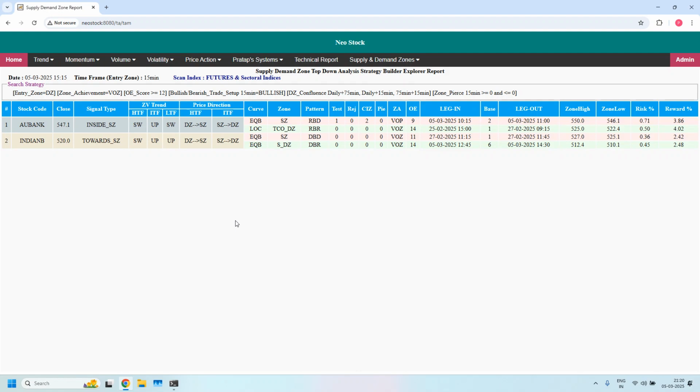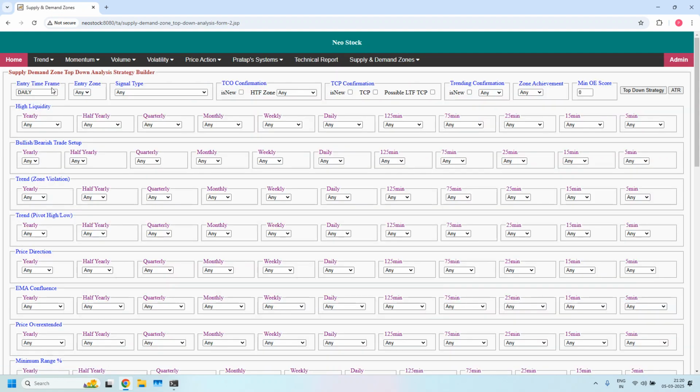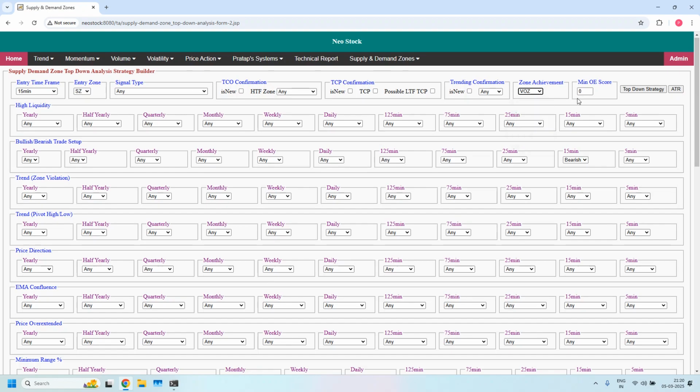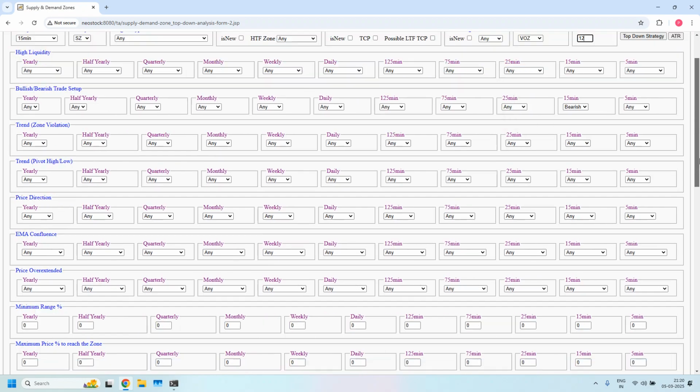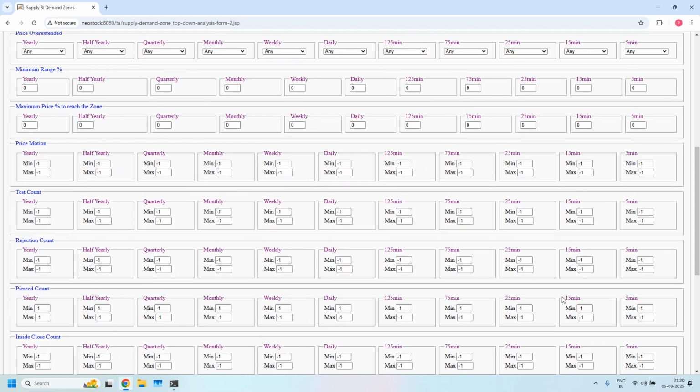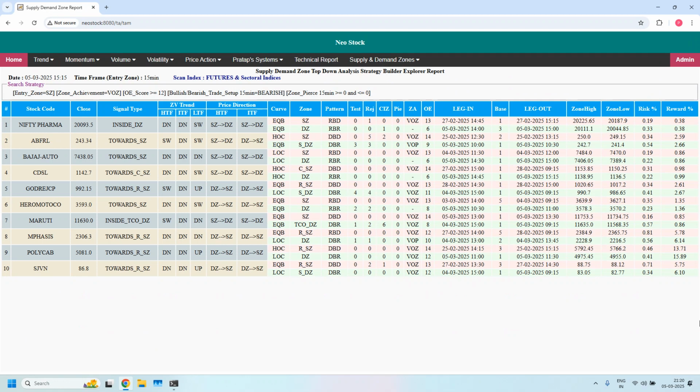Okay, next we will look into bearish trade setup, daily income trade. Entry time frame 15 minutes, entry zone, supply zone, bullish or bearish. At 15 minutes bearish, and zone achievement VOZ, minimum order enhancer score 12, and 15 minutes supply zone should not be pierced. At 15 minutes minimum value 0, maximum value 0. With these filters we got 10 stocks. These 10 are supporting bearish trade setup for daily income trade, and these entry time frame zones are 15 minutes supply zones. Okay, out of these 10, 15 minutes supply zones, how many are having ITF confluence? Let's verify.